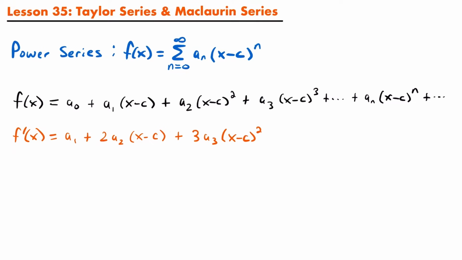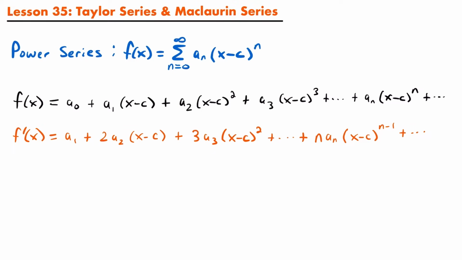And then we're going to add up until the derivative of our nth term. So if we multiply this exponent down, we'll have n times a sub n times x minus c to the power of n minus 1, because we have to subtract 1 from that exponent. And so then we could continue on with more terms from there. So that's the first derivative of our function that is represented by a power series.